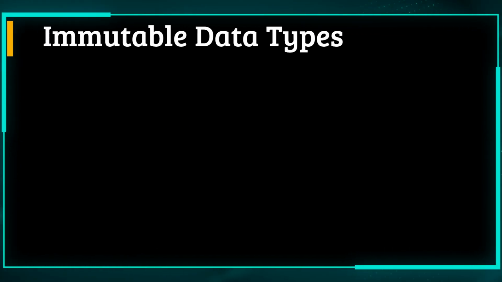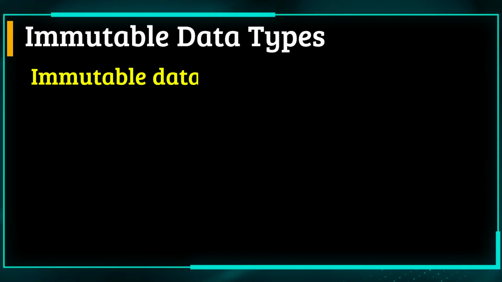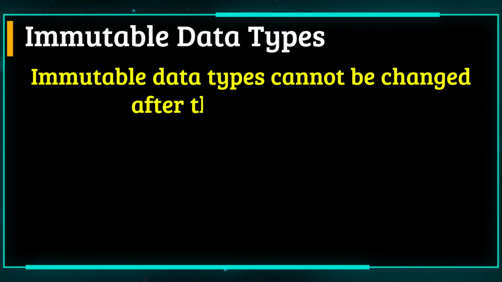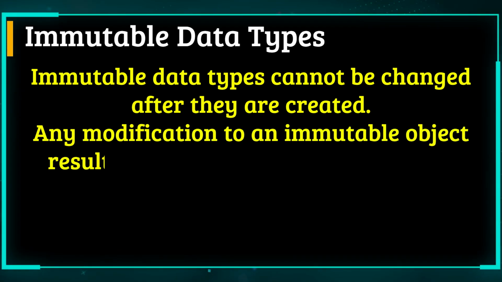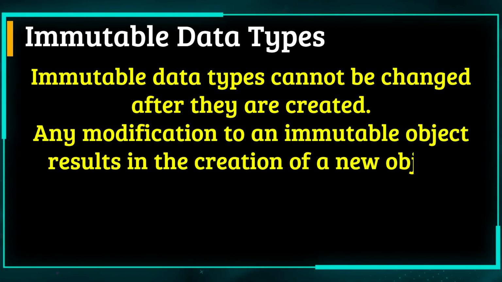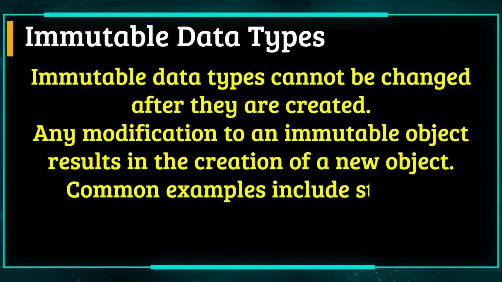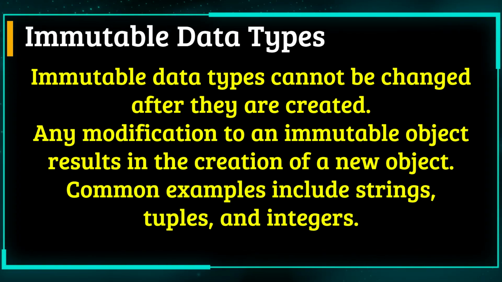Immutable data types. Immutable data types cannot be changed after they are created. Any modification to an immutable object results in the creation of a new object. Common examples include strings, tuples, and integers.